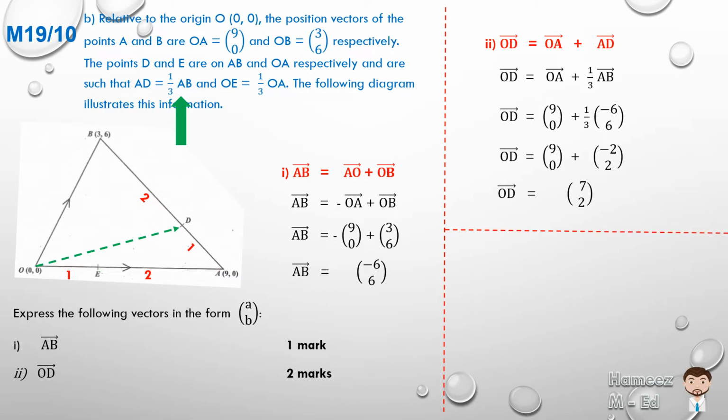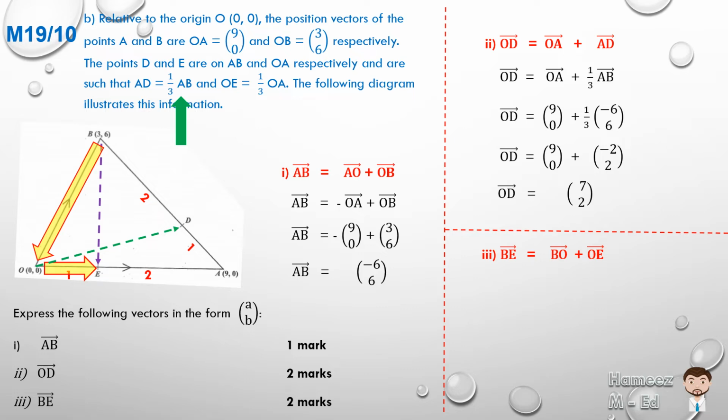And finally, for part 3, we want to find BE. So let's take a look. How do we go from B to E? It kind of looks like it's going straight down from the sketch, but the sketch is not exact. It's not drawn to scale. So let's find a path. To go from B to E, we can start from B and head to O. And then from O, we can head to E. So let's write that. BE is equal to BO plus OE.